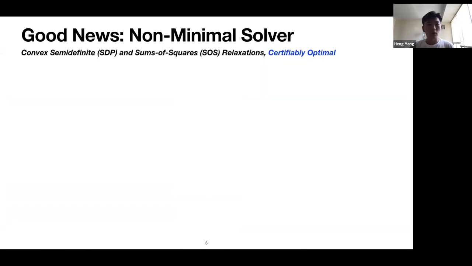Over the last few decades, the community has made tremendous progress in solving geometric perception. And one of the breakthroughs is that an increasing number of so-called non-minimal solvers are being discovered, typically based on convex, semi-definite, and sum of squares relaxations. The distinguishing feature of a non-minimal solver is that it not only solves the problem, but also provides a certificate for global optimality. I'll show you three examples.